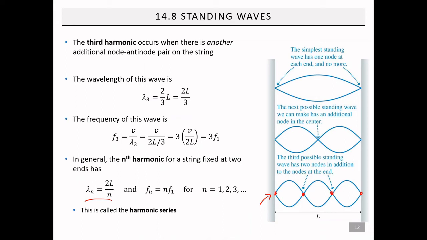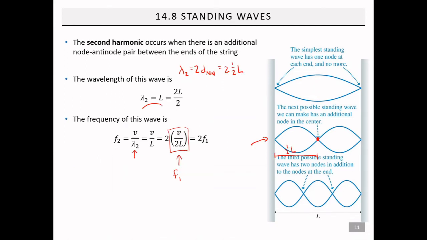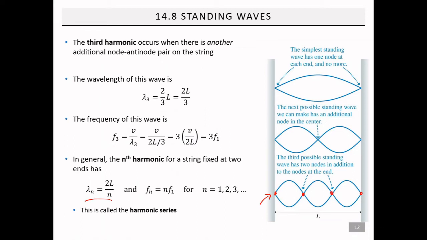The frequency has an even simpler pattern. The frequency for the fundamental, or for the first harmonic, was just F1. For the second harmonic, it was 2 times F1. For the third harmonic, it was 3 times F1. And of course, the pattern here is just n times F1 for the nth harmonic. These two equations are what we call the harmonic series for this string.